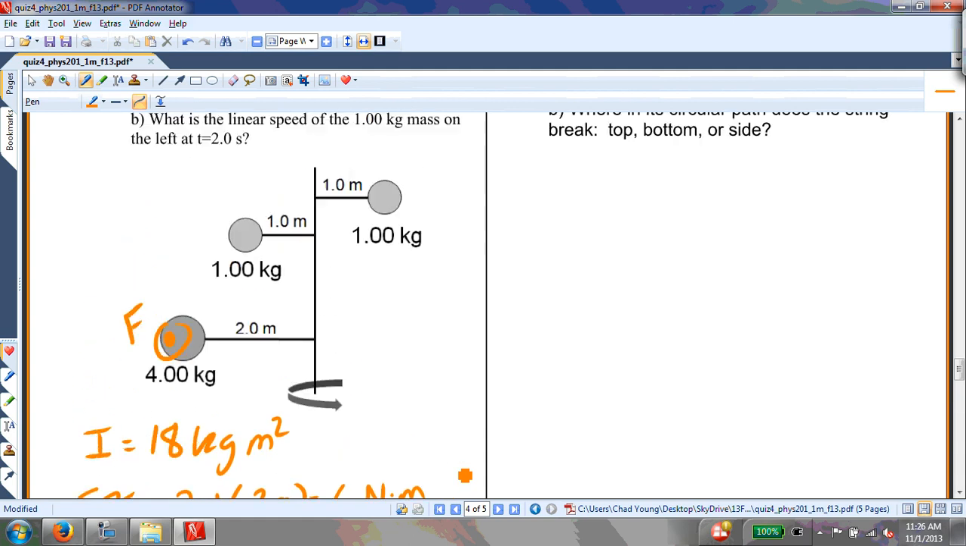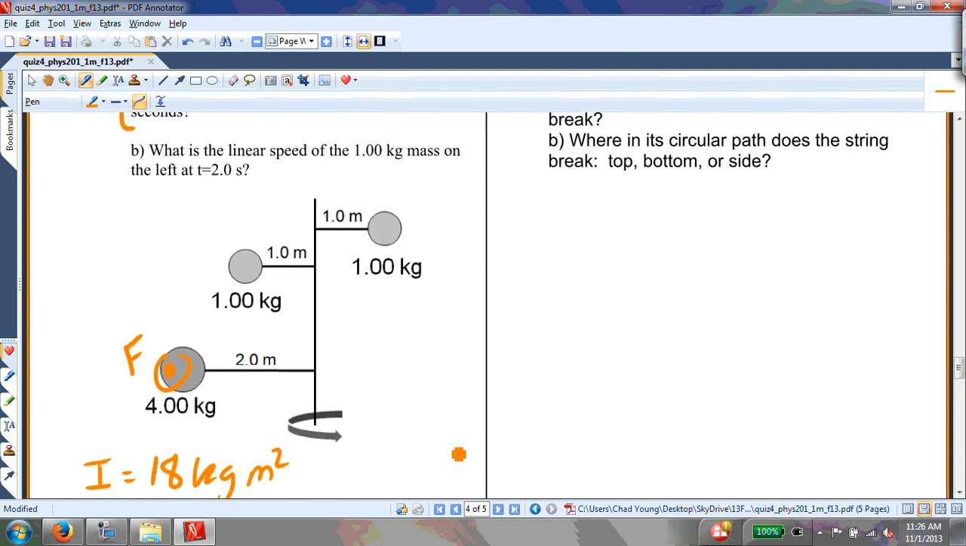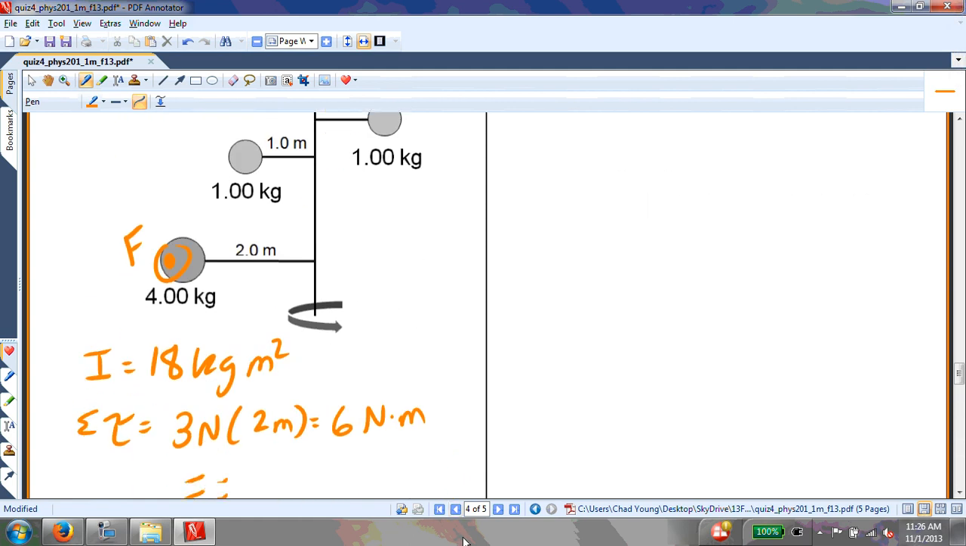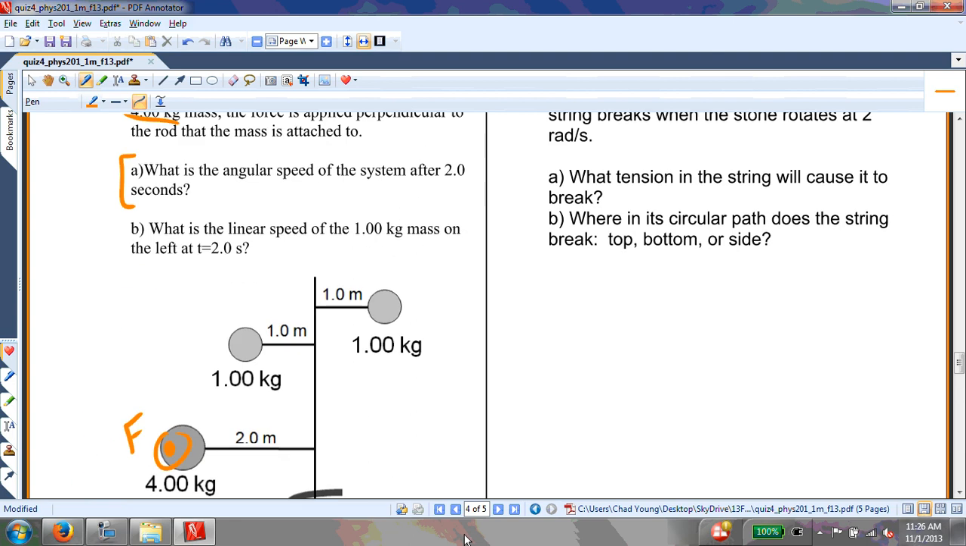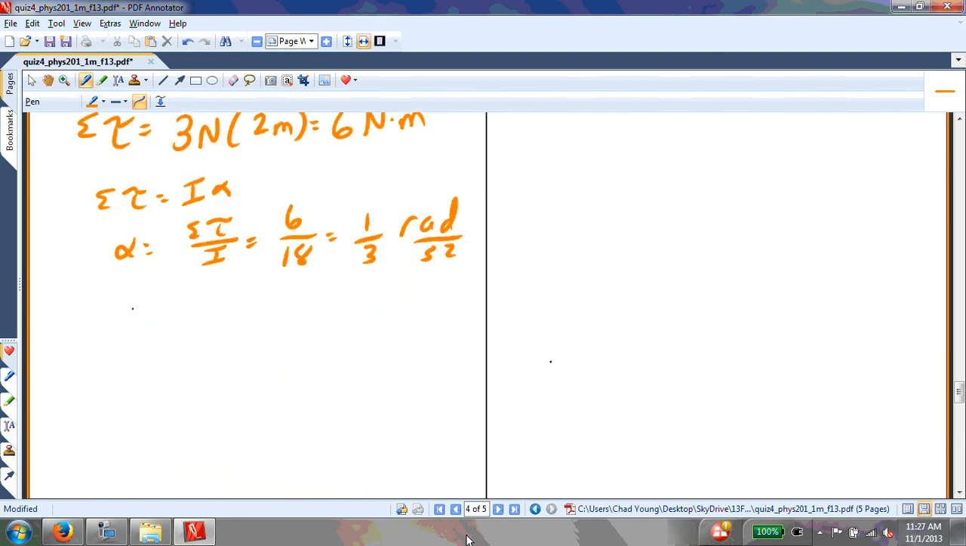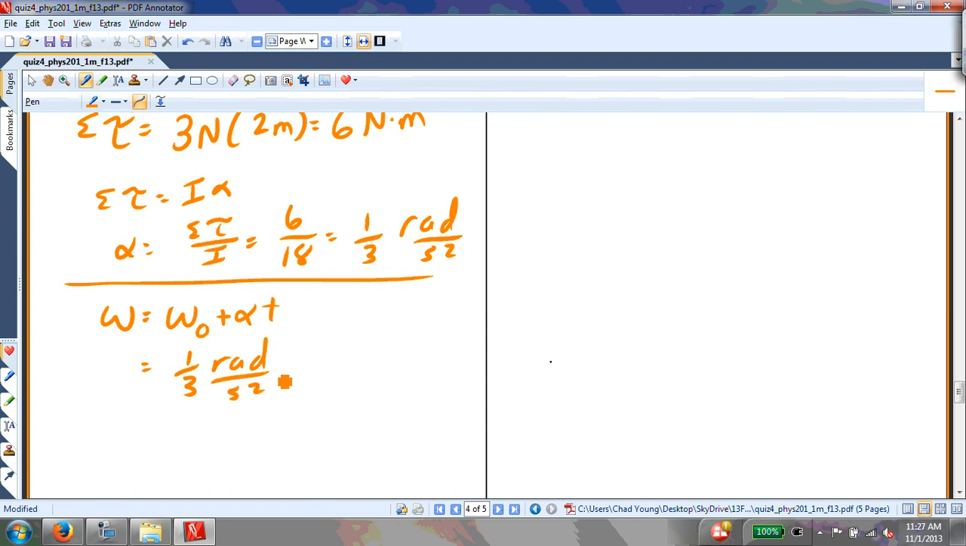Now I want to know what is the angular speed of the system after 2 seconds. So almost done. So I say omega equals omega naught plus alpha t. That's going to be 1/3 radians per second squared times 2 seconds, which will be 2/3 radians per second, or 0.67 would also be appropriate, or 0.7 even.